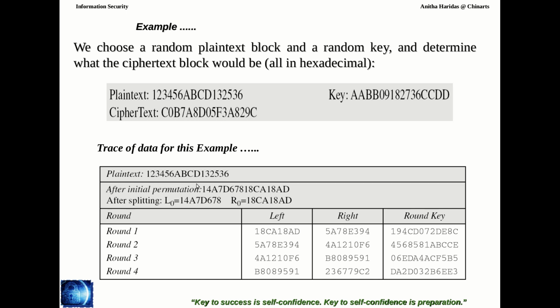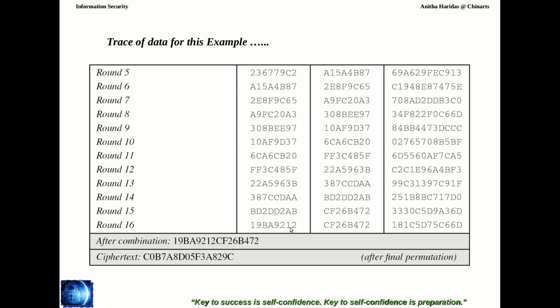The plain text, after the initial permutation, will look like this, and after the splitting we will have the left part and the right part. The first 8 hexadecimal values will be the left part, and the next 8 hexadecimal characters will be the right block. In round 1, the left block and right block will be there, and this round key will be used, and this process will be repeated for all 16 rounds.